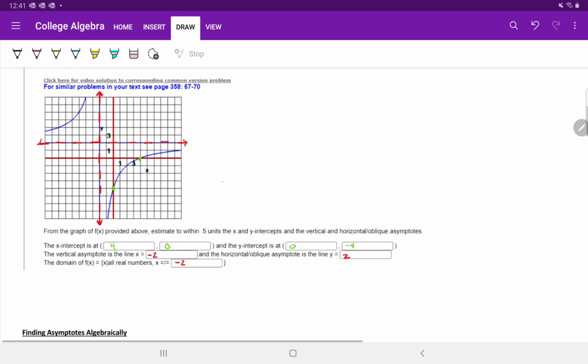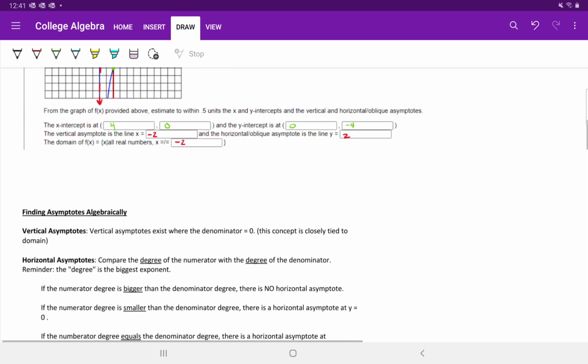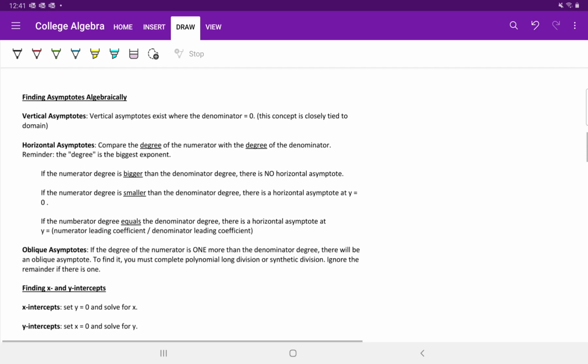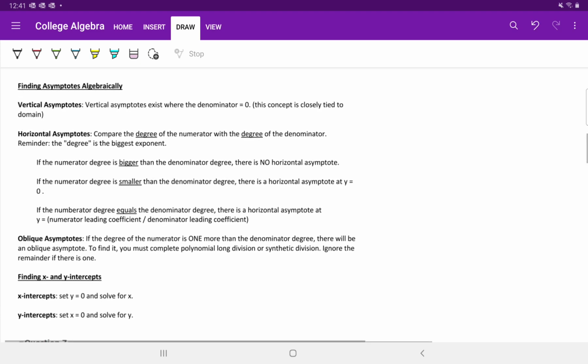Let's move on to a more algebraic representation of asymptotes. There are a lot of notes on your screen, so you might want to pause your video and write these down, or pull out your cell phone and snap a picture so that you have a copy of all of these notes. If we want to find asymptotes algebraically, meaning we don't have a graph, we don't have a picture, we're actually just given the function formula itself and we need to find asymptotes, there are 3 different types of asymptotes you have to look for.